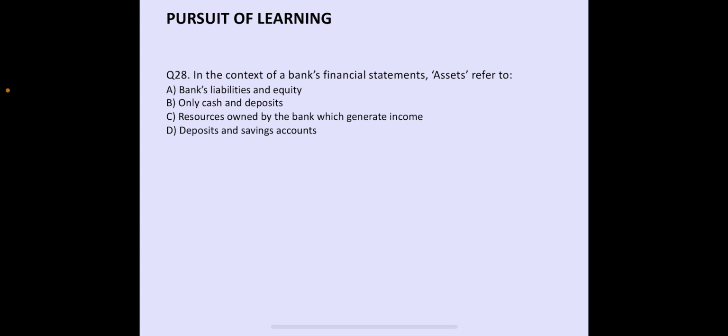Next question. In the context of a bank's financial statements, assets refer to a bank's liability and equity. Option B, only cash and deposits. Option C, resources owned by the bank which generate income. Option D, deposits and savings accounts.